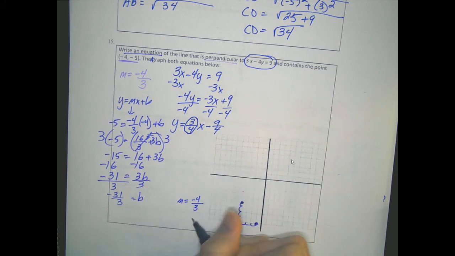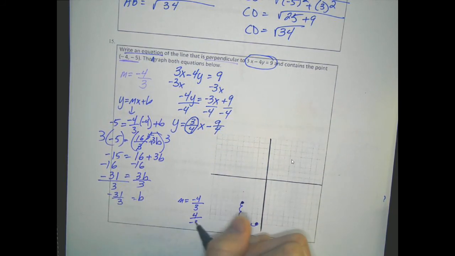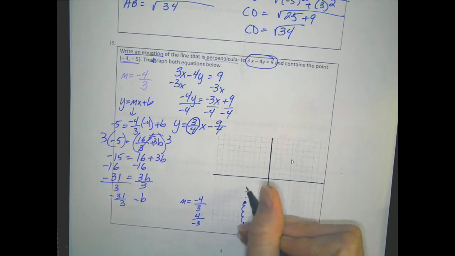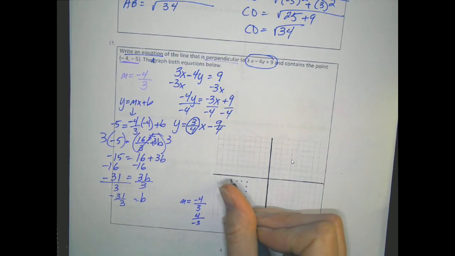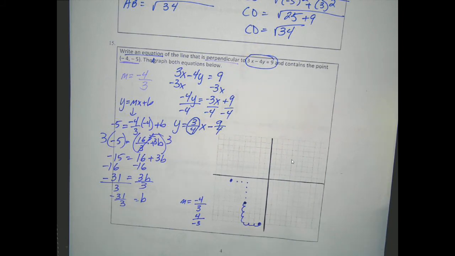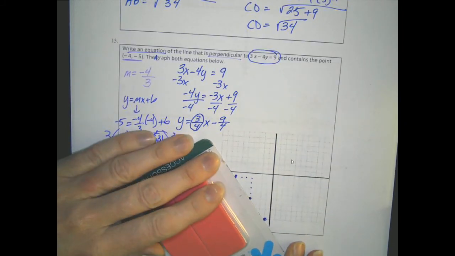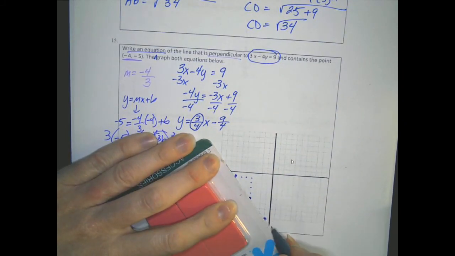I could also do the opposite. It could be +4 over -3. So I could go up 2, 3, 4, and back 1, 2, 3. So there's the graph of the line that I'm looking for.